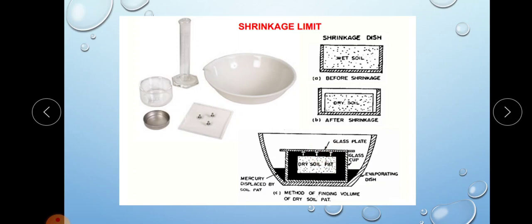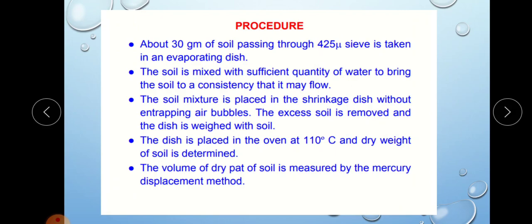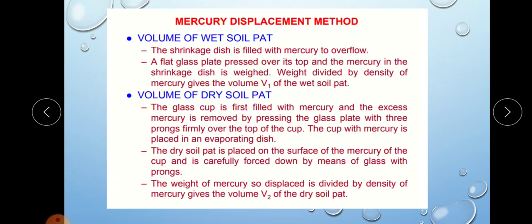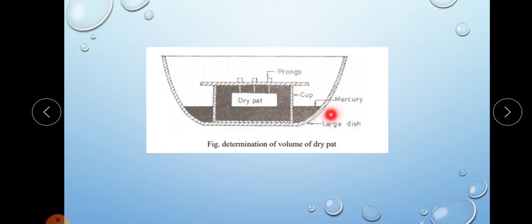And the displaced mercury will be collected in this evaporating dish, and its weight is calculated. So the weight of that mercury divided by density of mercury will give the volume of the dry soil pat. So that is the procedure for calculating the volume of the dry soil pat. So we got the volume of wet soil pat and the volume of dry soil pat, and this figure also shows the determination of volume of dry pat, which I have explained.